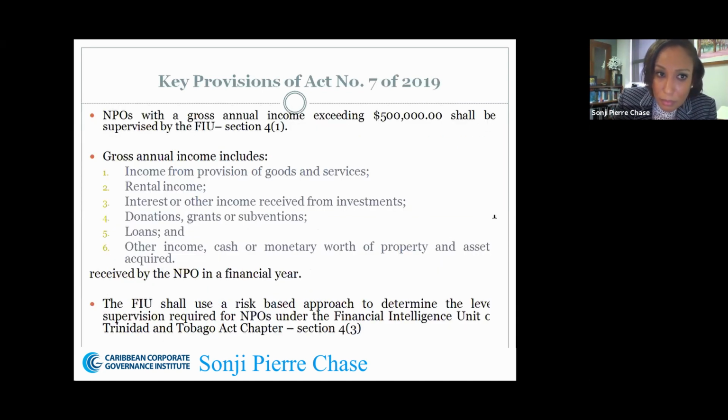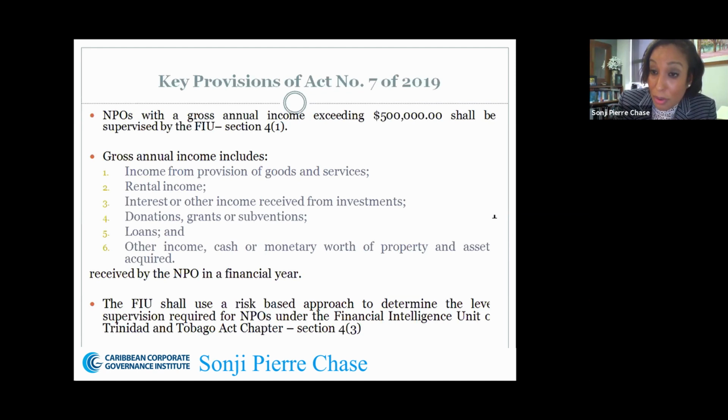So, NPOs whose gross income exceeds $500,000 are going to be supervised by the FIU. There's no question about it. So based on your responses to the risk assessment form, if you show that your gross income is over $500,000, you automatically become open to be supervised by the FIU. What comprises your gross income? This is important to note.